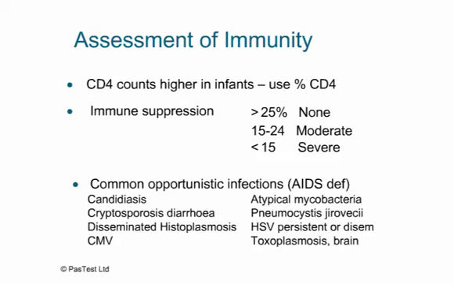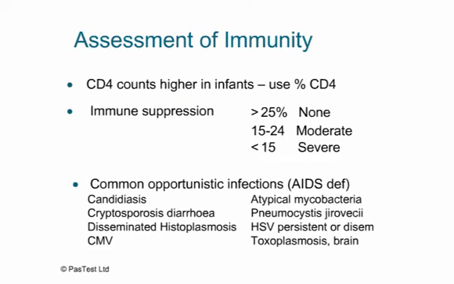So assessing immunity of children with HIV is a little bit different to adults, because children have much higher CD4 counts than adults do. So it's more appropriate to use percentage CD4 counts. And the levels of immunosuppression based on percentage CD4 count are set out here. So greater than 25% is no suppression, 15 to 24 is moderate, and less than 15 is severe suppression.